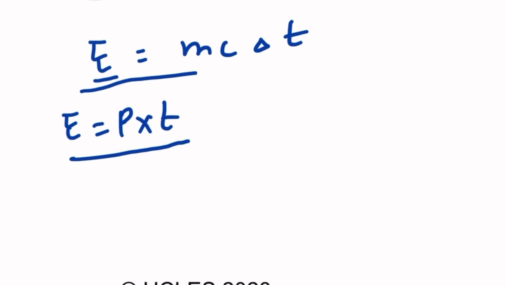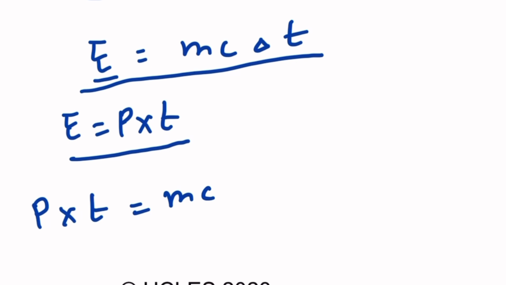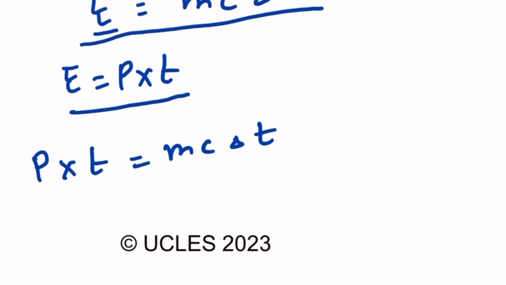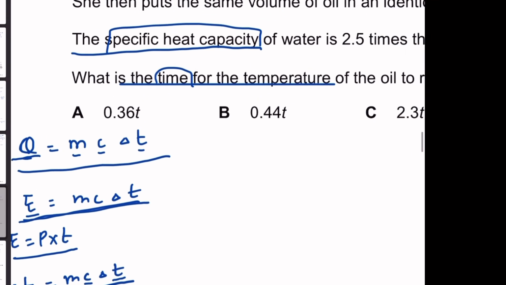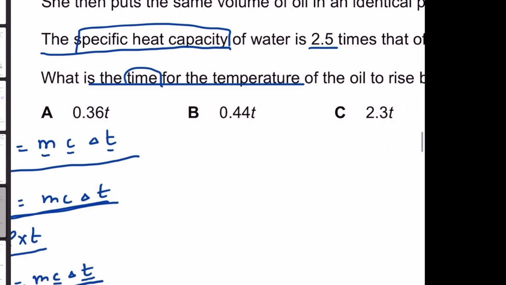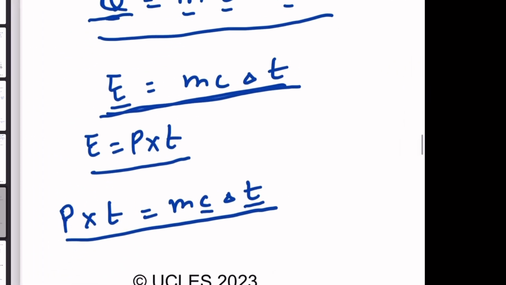We can arrange this formula like this: power into time is equal to m c delta T. Nothing has changed, it's still the same. We have to find time, and we also don't have our power. We have the specific heat capacity, and the temperature rises by 10 degrees, but we don't have the mass. So now we have to think again about which formula can have mass in it.